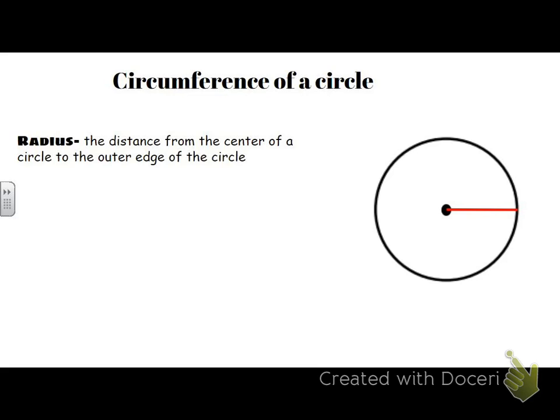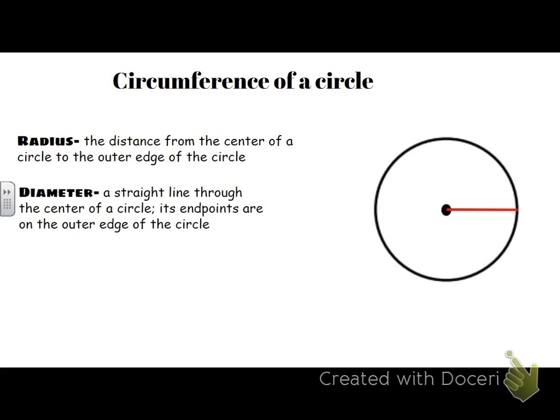The next vocabulary word that is important to know is diameter. So the diameter is a straight line through the center of a circle. Its endpoints are on the outer edge of a circle. So it looks like this. And if you'll notice, if we have the radius from earlier, it looked like this. And if we took another radius and put it in the opposite direction, it would go across like this, and it would make a diameter. So if you have two radiuses going in opposite directions, they form a diameter.